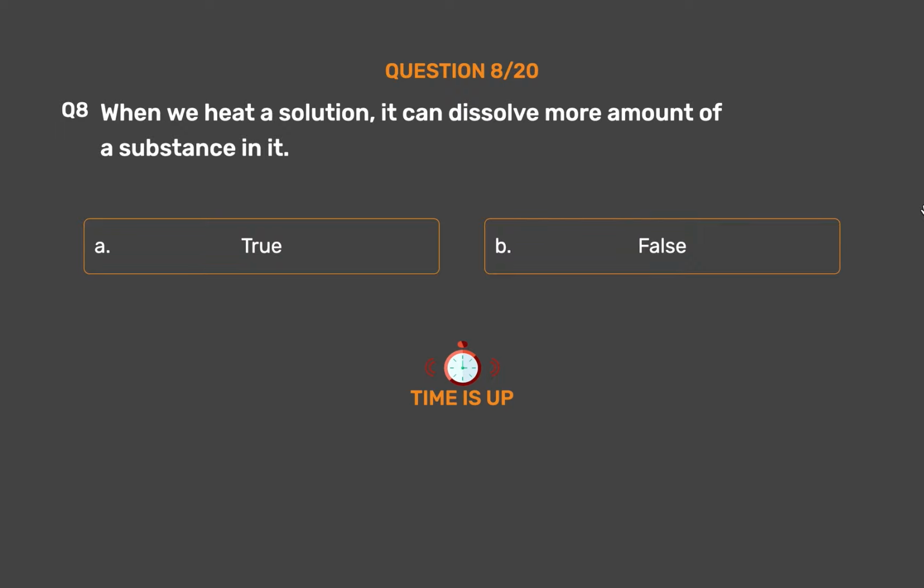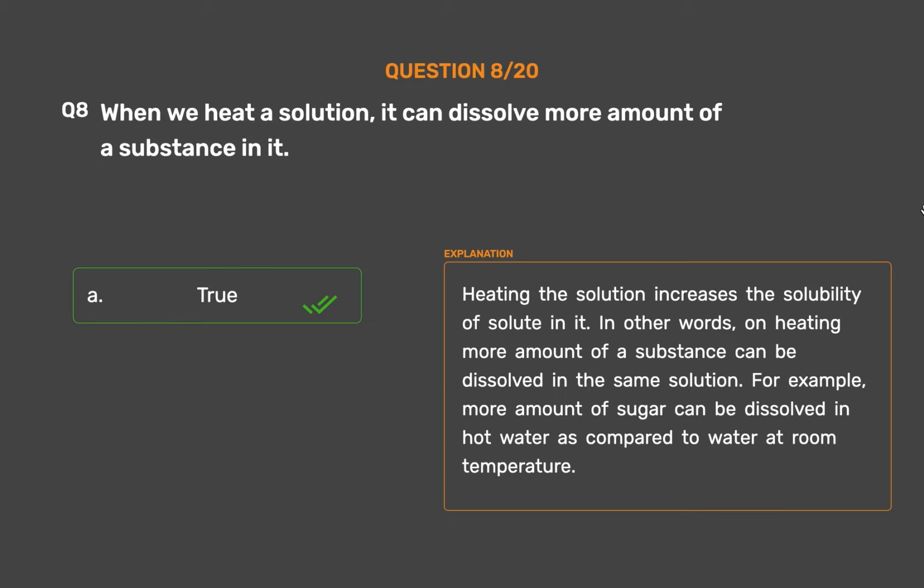The correct answer is Option A. True. Heating the solution increases the solubility of solute in it. In other words, on heating, more amount of a substance can be dissolved in the same solution. For example, more amount of sugar can be dissolved in hot water as compared to water at room temperature.